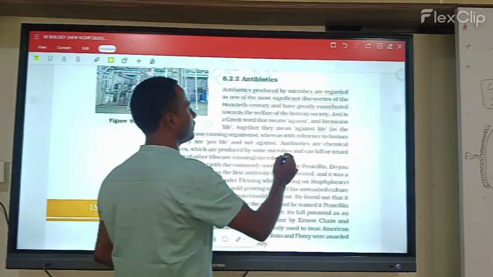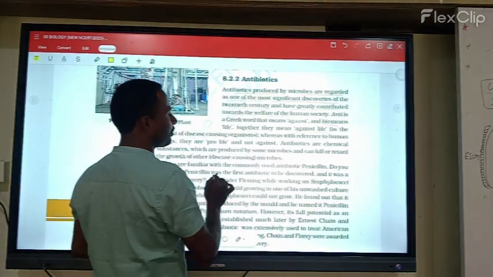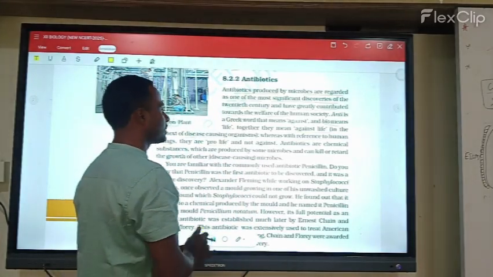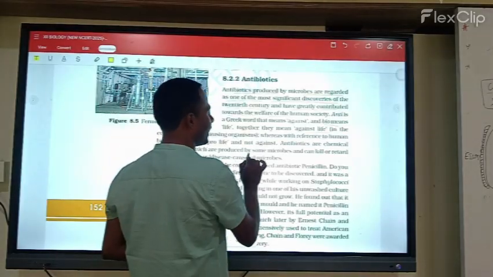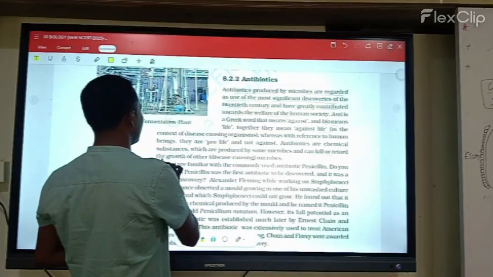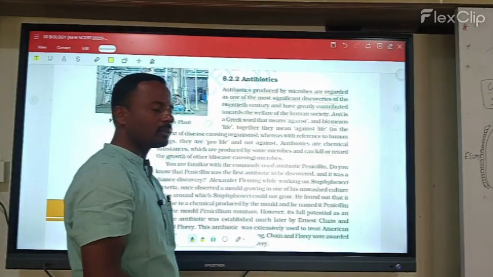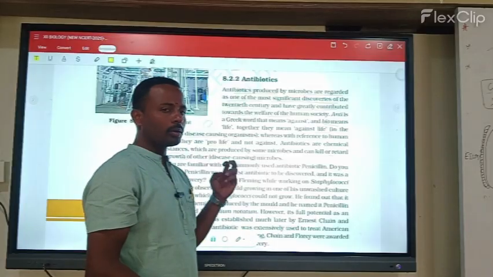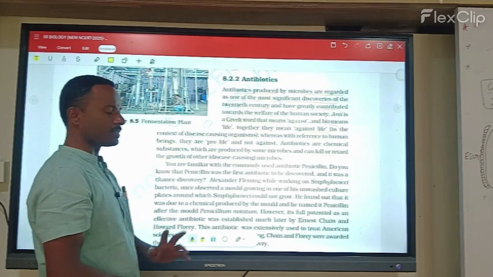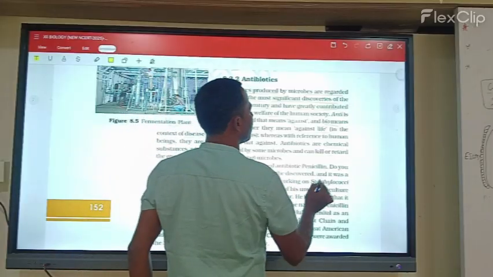Whereas with reference to human beings, they are pro life and not against. Antibiotics are chemical substances which are produced by some microbes and can kill or retard the growth of other disease causing microbes. So some microbes help to control or completely kill unwanted diseases.